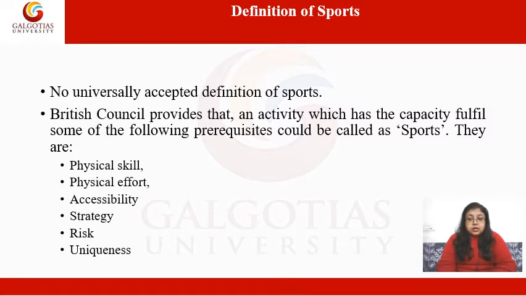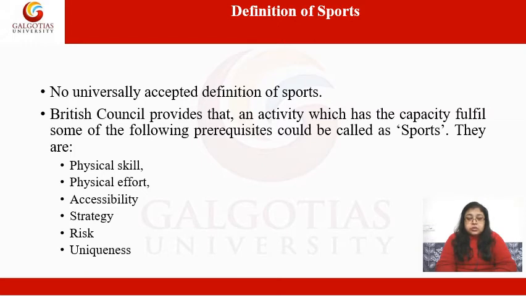Now, according to the British Council, a person is involved in such an activity where the person is utilizing his or her own skill, and there is some effort which the person is putting in while carrying on that activity. There is some accessibility, like the person doing it has the capacity to do it. It's not that the person is crossing his or her own capacity, or does not have the capacity but is still forcibly doing it. It should not be like that.